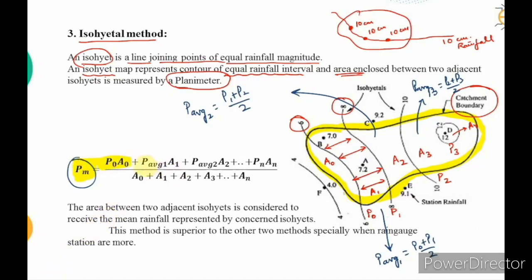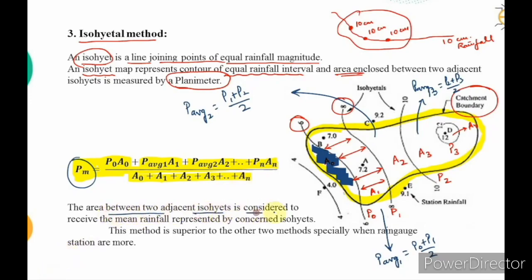To calculate the mean rainfall, we multiply P0 by A0, because in this case that is the actual area, and in that area there is only one rainfall, P0. There is no other boundary. That's why it is P0 into A0 plus P average 1 into A1, P average 2 into A2, and P average 3 into A3, and so on, divided by the sum of the areas. This represents the mean rainfall.